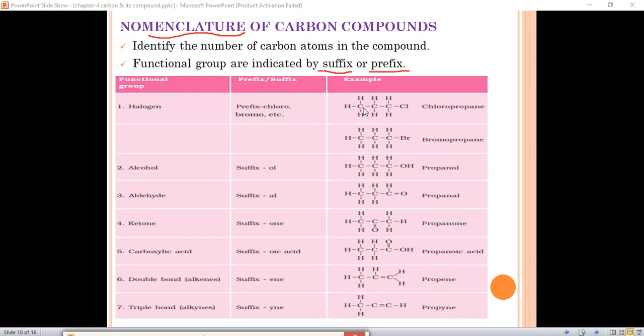Which chain is this one? Meth, eth, prop. 3 carbon atoms means prop. So which type of functional group is present? Chlorine. So we have to use it as a prefix. So what is the name of this compound? Chloropropane. Next is our alcohol.